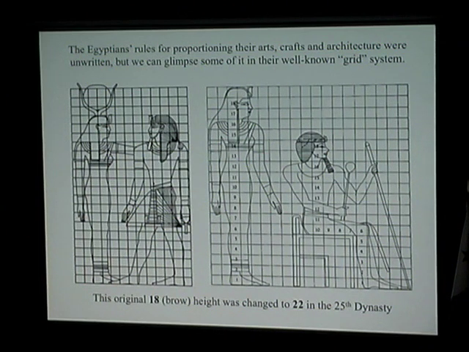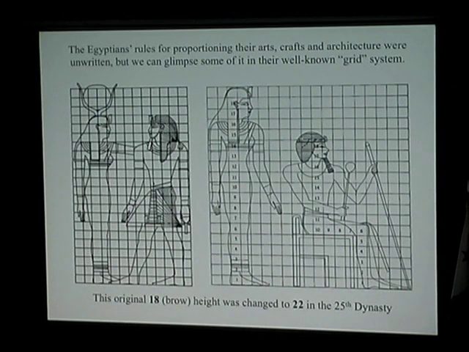And so some of the rules involve this grid system that was used to proportion their arts, crafts, and architecture. Unwritten rules, they didn't write about it. I'm sure it was all taught in the temples. But for example, if you were going to depict somebody, to the brow would be indicated by 18 units. And sometimes you'd see the crown of the head at 19, sometimes it'd be a crown itself.